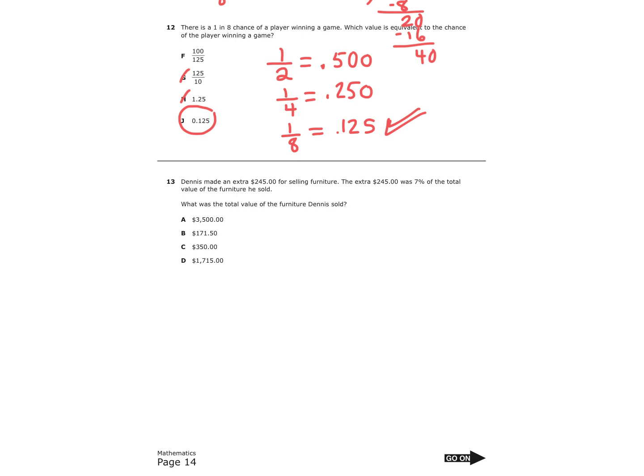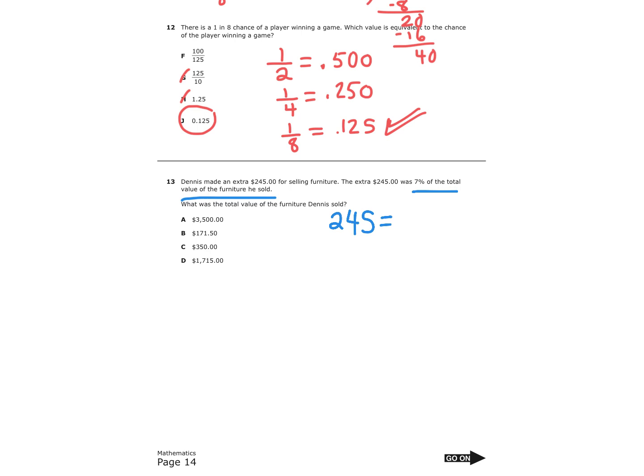Number 13, Dennis made an extra $245 for selling furniture. The extra $245 was 7% of the total value of the furniture that he sold. So what is the total value that he sold? So is it 7% of 3,500, 7% of 171, 7% of 350, or 7% of 1,715?